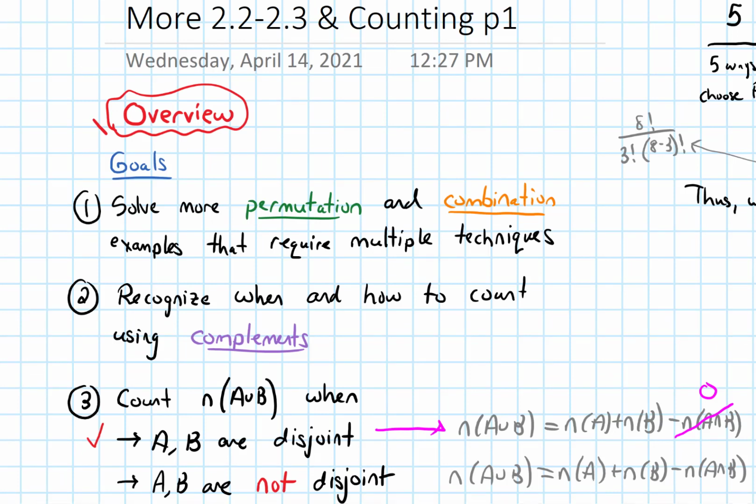So in terms of our goals for this section, we finished our first goal. Over the last 2 videos, we've done some more challenging counting problems that involved permutations, combinations, and multiple techniques such as adding, multiplying, and adjusting for overcounting. In the next video, we'll talk about how to use complements to count certain objects and to recognize when we might want to use complements for counting purposes.